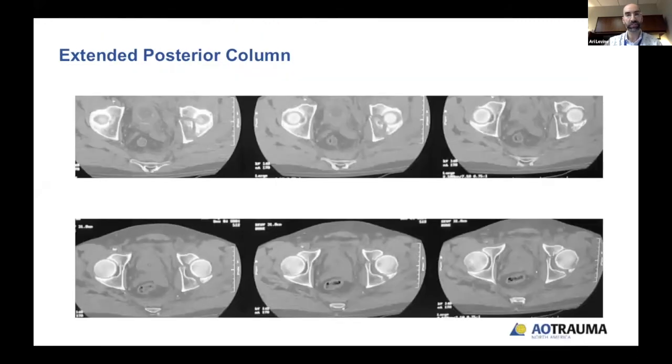If we were to put this all together, looking at a CT scan, with the blue arrows, I'm highlighting the integrity of the anterior column through each sequential slice. And if we look at the yellow arrow here, we can see the relatively anterior position of the posterior column fracture line.